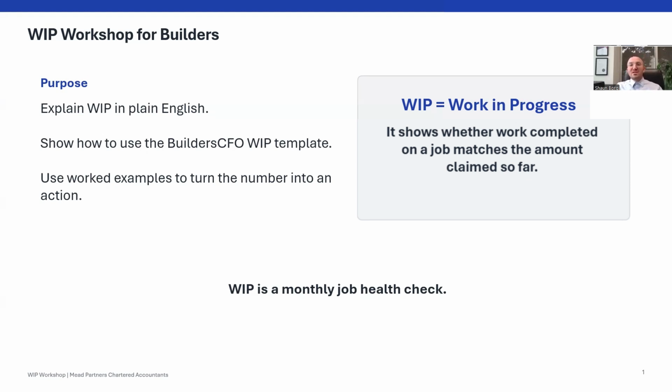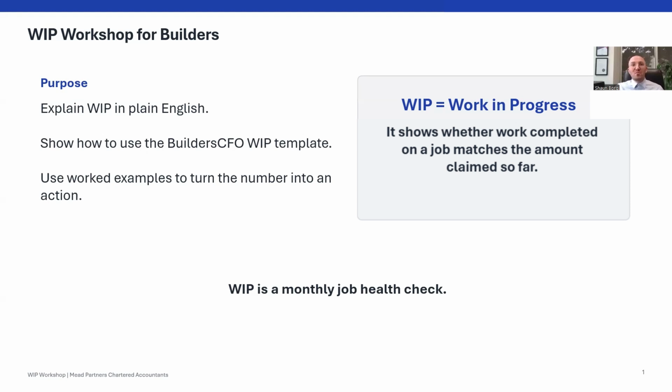So this session is about understanding WIP in plain English and learning how to use our BuilderCFO WIP template. Just some housekeeping. This is my first live webinar, so please forgive me if we have any technical hiccups. We will keep everyone on mute for the session. If you do have a question, you can pop it into the group chat for everyone to see, or send me a private message. I'll review and answer questions at the end of the session.